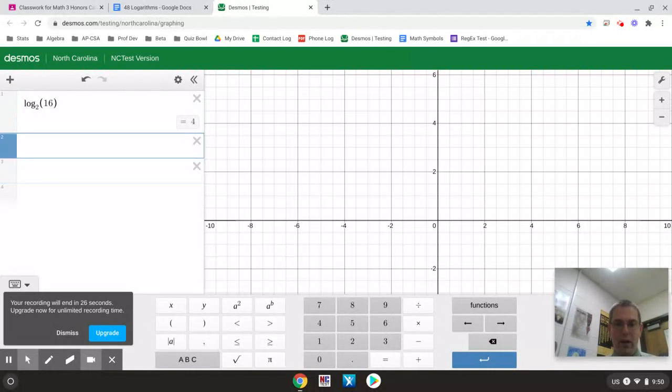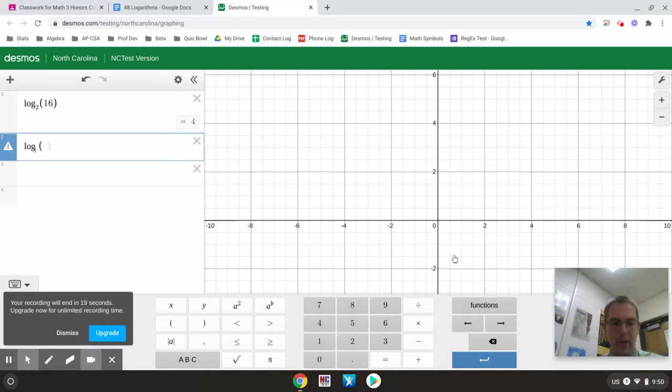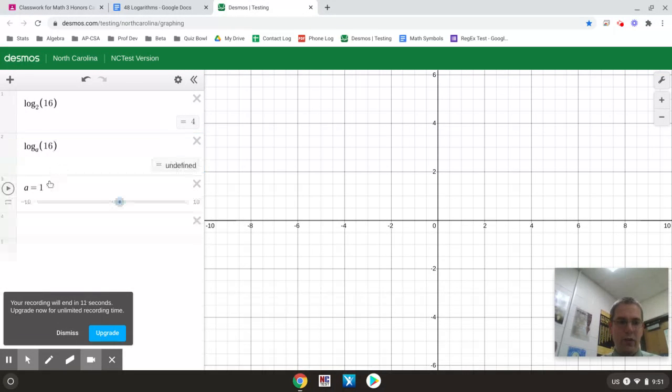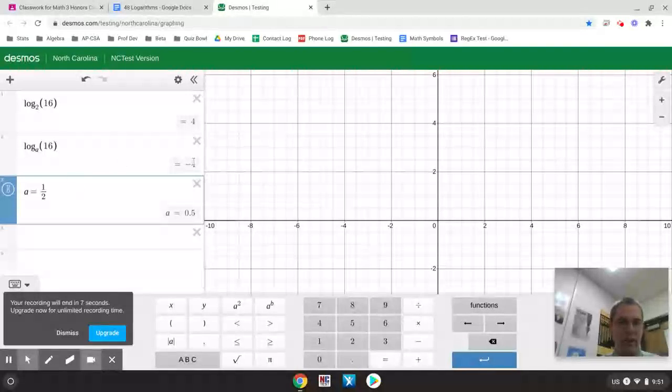Now, if you ever have one that may have a fraction in it as a base, just put a variable in there. And now, for example, sliders are always good. They're very tasty. So now I can let it equal whatever my fraction is, and it'll evaluate for that fractional base. But that's the only way Desmos will do a fractional base for you.